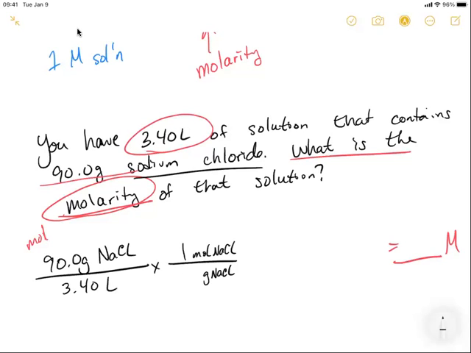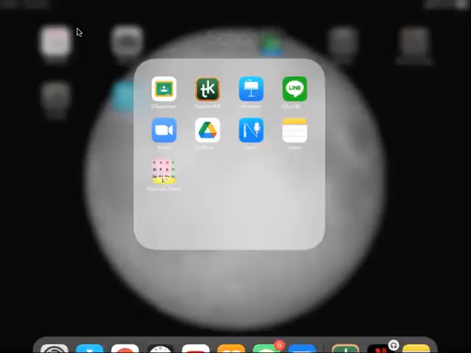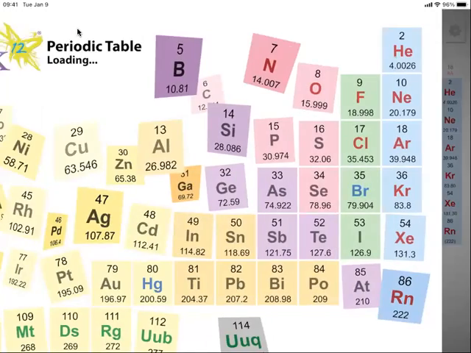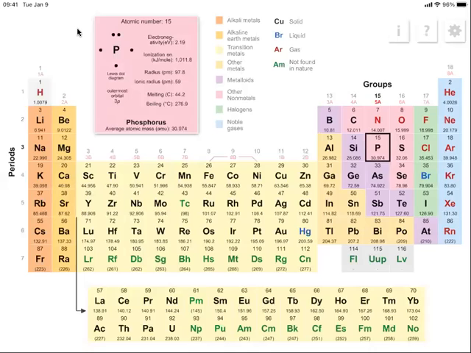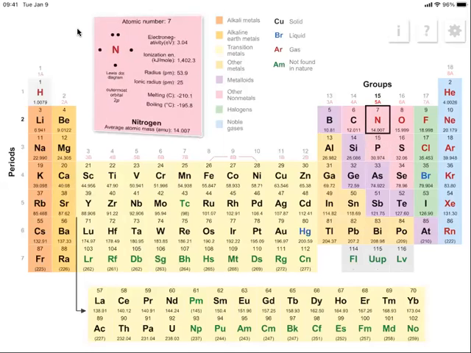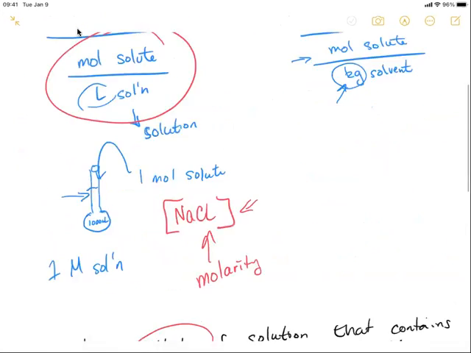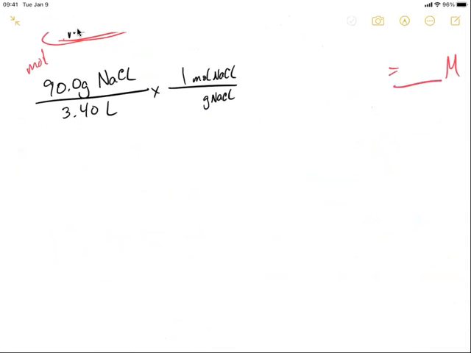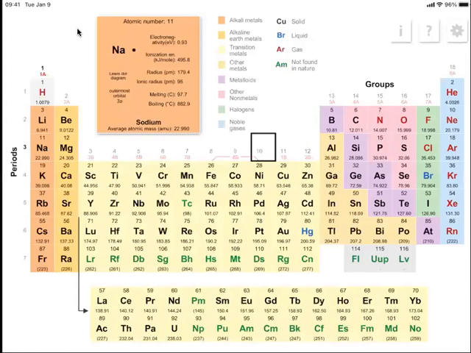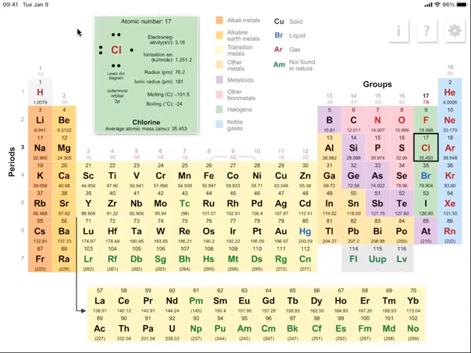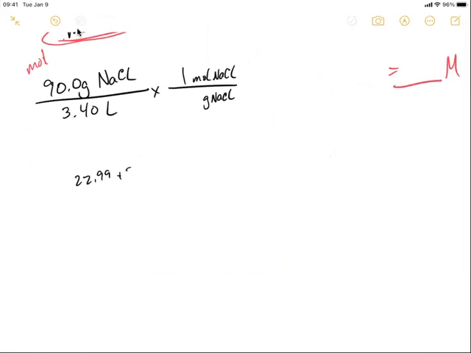And then I have to go to my periodic table. So let's open that up just as a review. So I've got sodium, which is 22.99. So I'll go back here. And I've got 22.99, and I have to add that to chlorine, which is 35.45.